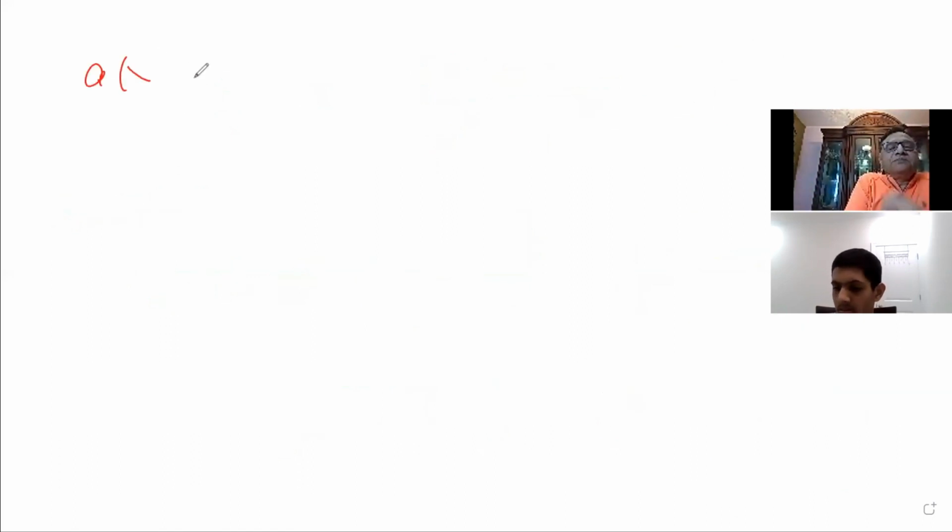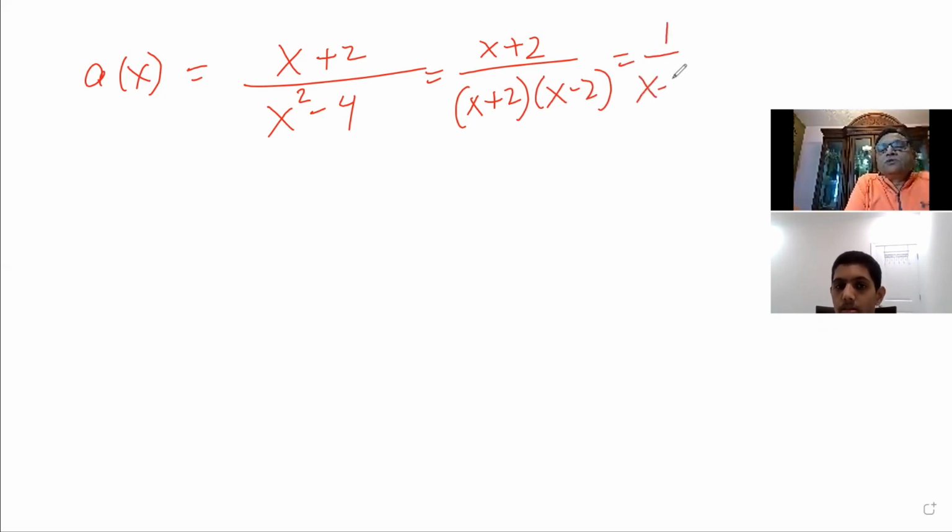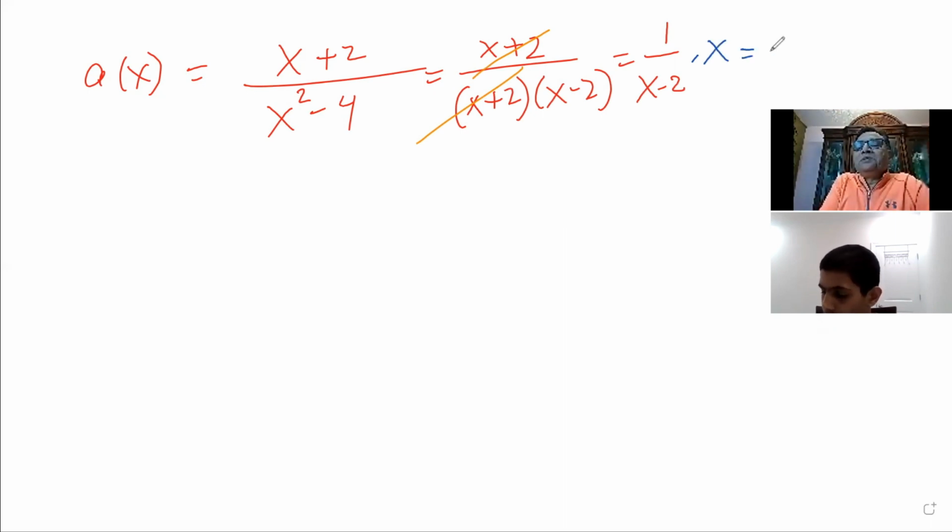We talked about the function a of x as x plus 2 over x squared minus 4, which could be written as x plus 2 over x plus 2 times x minus 2, or equal to 1 over x minus 2. Now, in moving through this, we actually cancelled one of the factors. However, it is very important to write that your end result does have both the restrictions, that is to say, that x is not equal to plus or minus 2. Does it make sense, Abhinav?